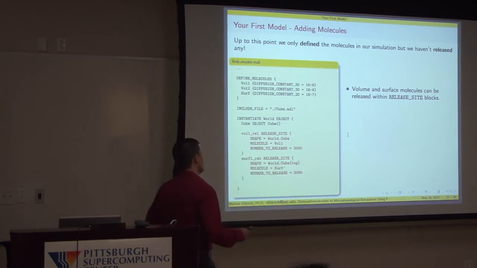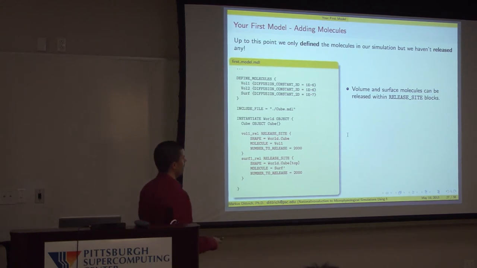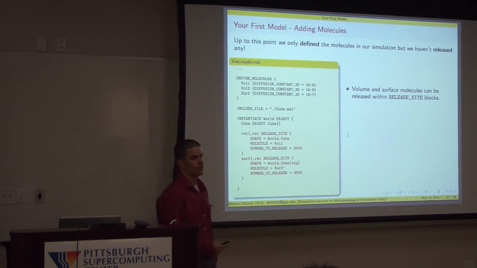You don't have to, but typically you want to do that. And so you have to define the shape. You give the release site a shape keyword that tells MCell where to release them. In this case, we actually release them within the cube. So this is a syntax to release it in the cube.